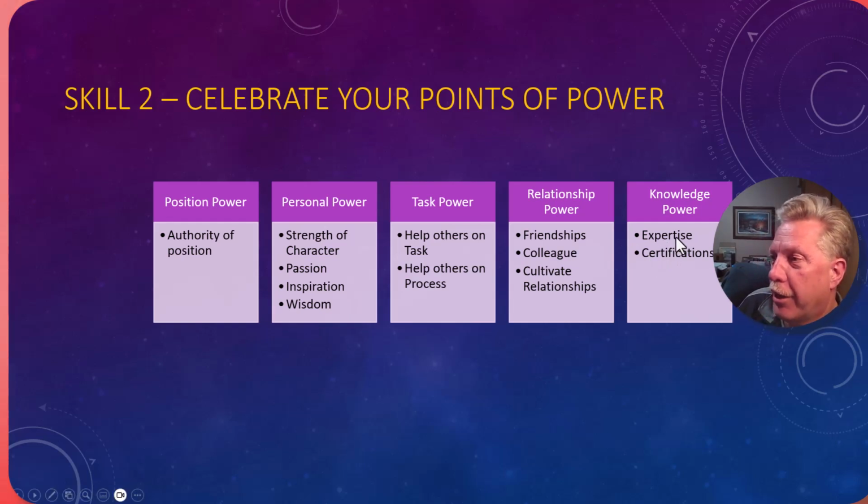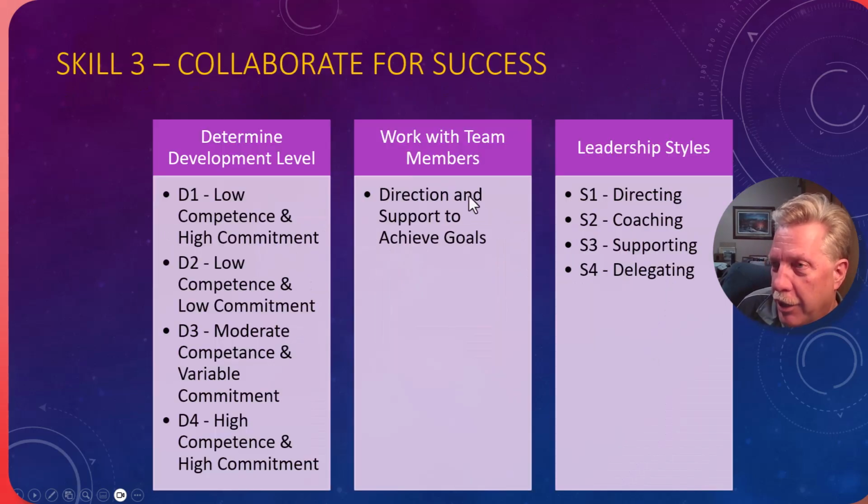So in my case, I have a background in information technology, so I have expertise in how you build systems, and I also have some certifications as an agile scrum master as well as a project management professional. So if you have that knowledge power, you would be able to utilize both your experience and any certifications that you bring to the job. And then the third skill is collaborate for success.